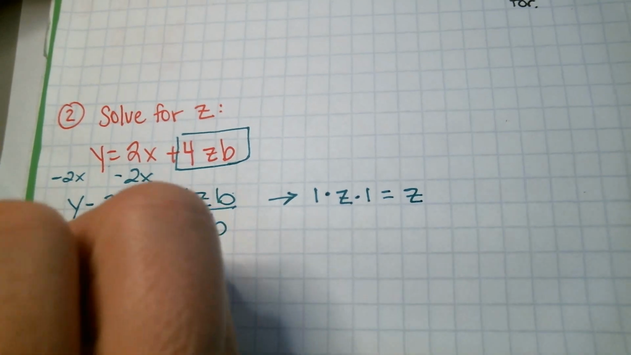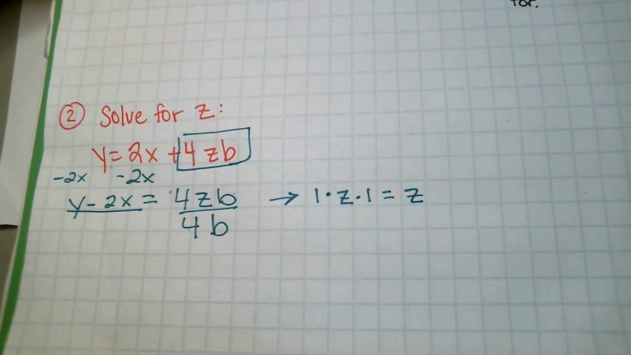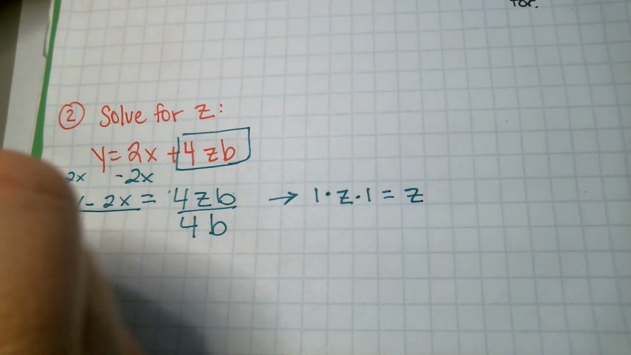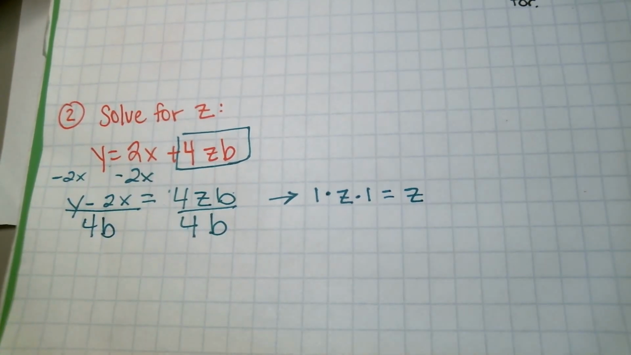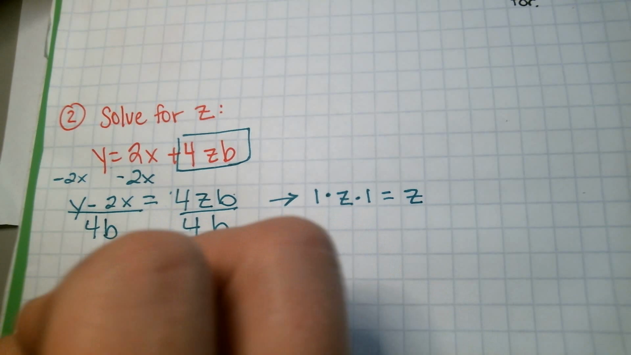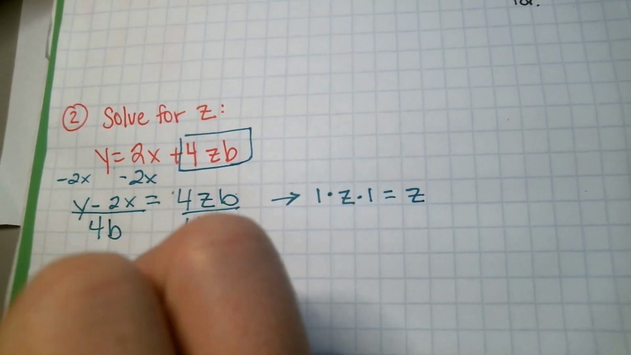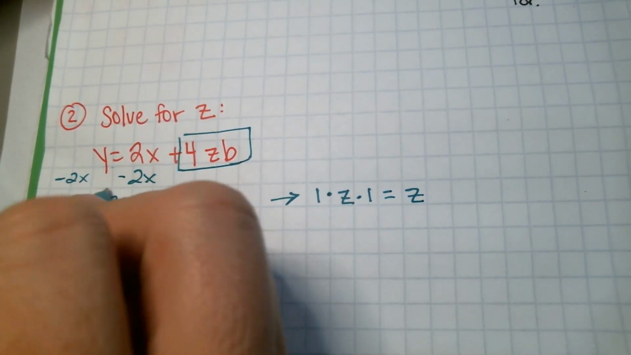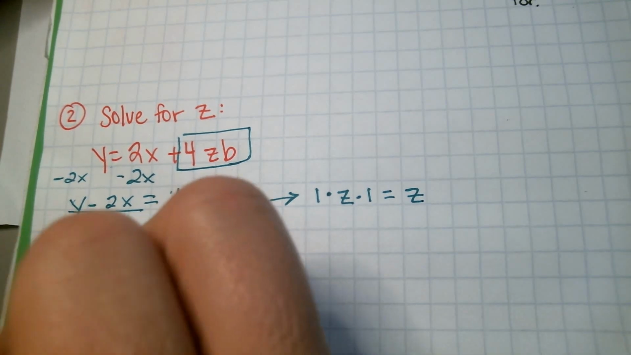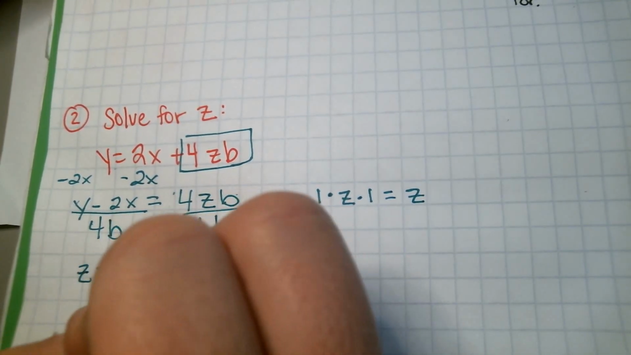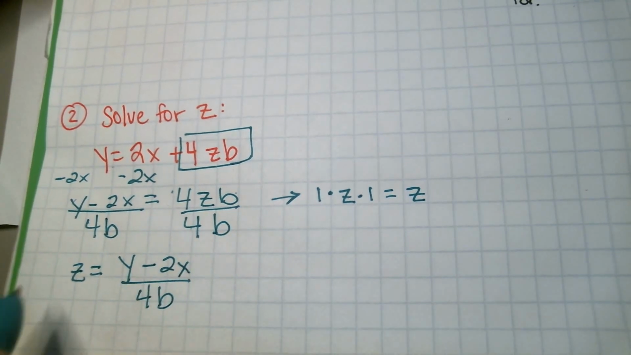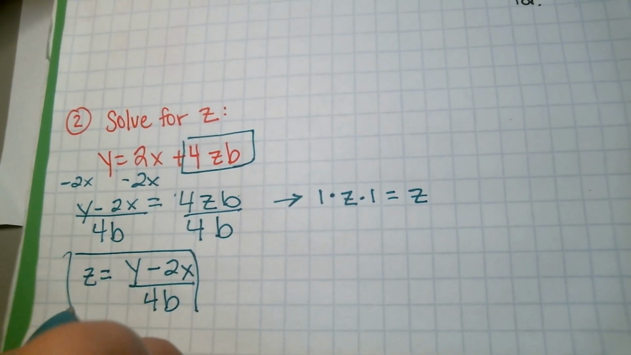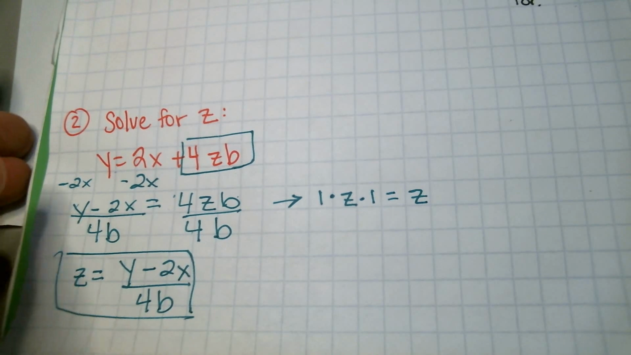That equals z. And again, I have to divide the left side by 4b also, the entire left side by 4b. So what I'm left with, I'm going to write z on the left equals this entire expression on the left side of my equation. So y minus 2x, all divided by 4b. And there's your solution. All right, let's look at 2 more examples just to get an idea.